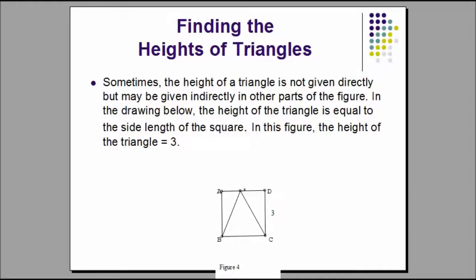Sometimes the height of a triangle is not given directly, but may be given indirectly in other parts of the figure. In the drawing below, the height of the triangle is equal to the side length of the square. In this figure, the height of the triangle is 3.